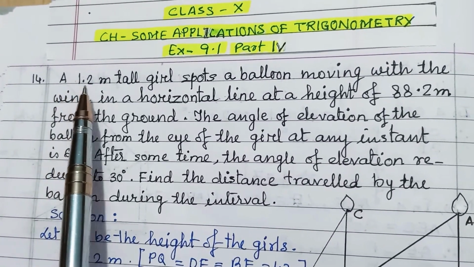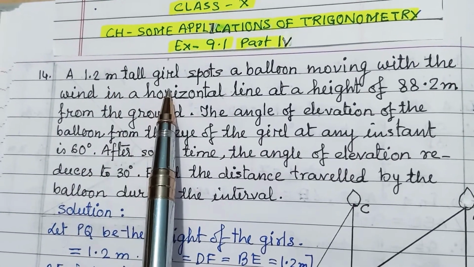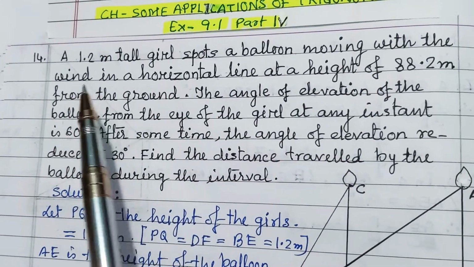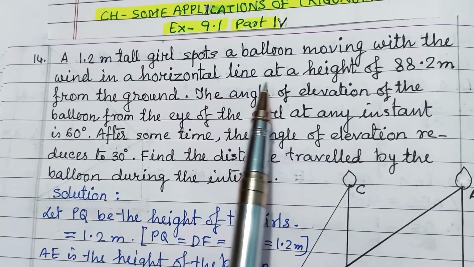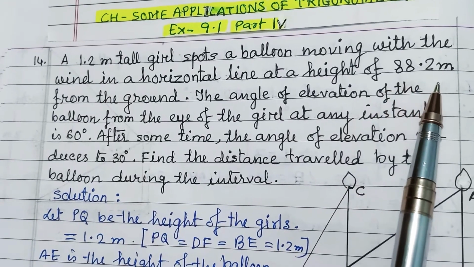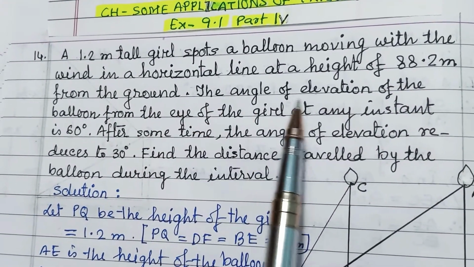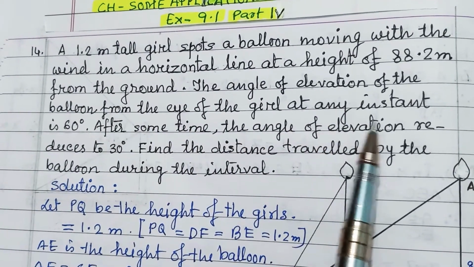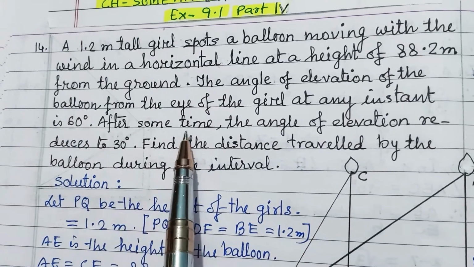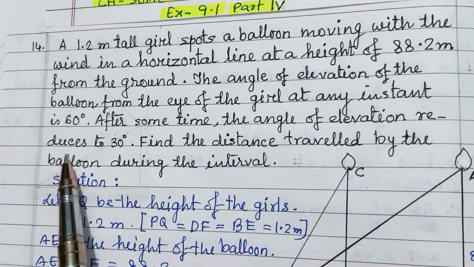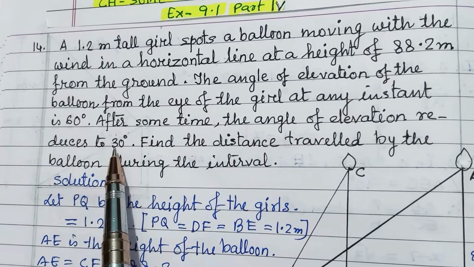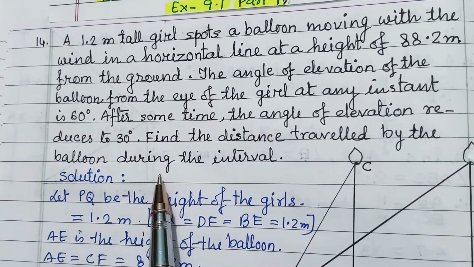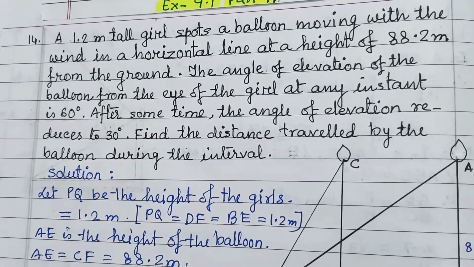A 1.2 meter tall girl spots a balloon moving with the wind in a horizontal line at a height of 88.2 meter from the ground. The angle of elevation of the balloon from the eye of the girl at any instant is 60 degree. After some time, the angle of elevation reduced to 30 degree. Find the distance traveled by the balloon during the interval.